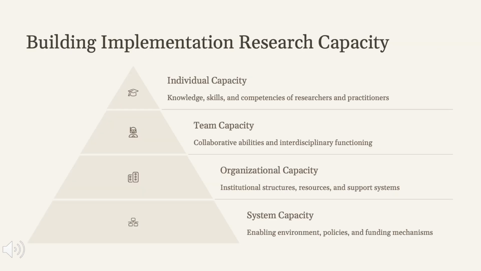Building implementation research capacity requires a multi-level approach that addresses individual skills, team collaboration, organizational support, and system-level enablers. This capacity building is particularly important in low- and middle-income countries where the greatest need for expanding IR capacity exists. Effective capacity building includes training in IR methodologies, mentorship programs, institutional strengthening, and development of supportive policies and funding mechanisms. Throughout the process, feedback loops for monitoring, adaptation, and improvements are essential, as are strategies for integrated knowledge translation and uptake of results.